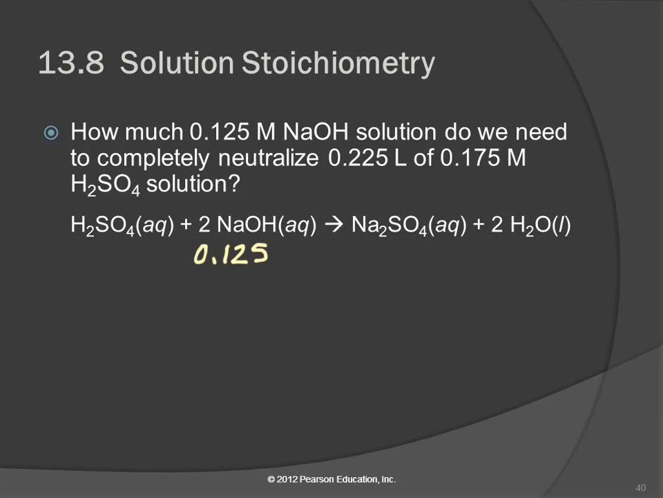0.125, don't write the capital M. Just interpret it and write moles per liter. Write it as a vertical fraction. To make it clear to yourself, this is a conversion factor. The next number is 0.225 liters of sulfuric acid. So we'll write that over here, 0.225 liters. And 0.175 molar, that also relates to the sulfuric acid solution, 0.175. And again, don't write the capital M, write moles over liters.